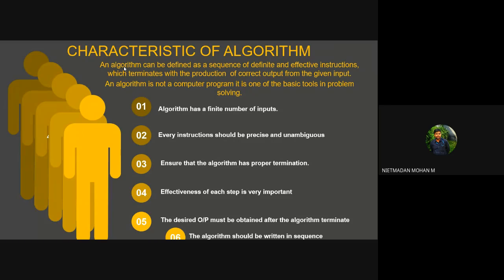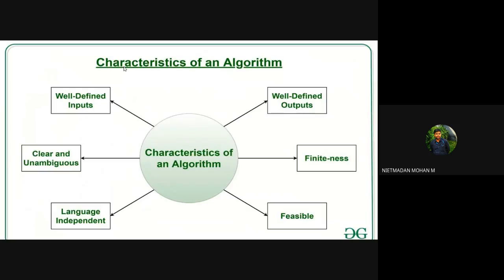Any other doubts? Okay, then we will move on. So these are the general characteristics. You have to write those characteristics mentioned here. I explained them and gave them to you in single words. That's it.